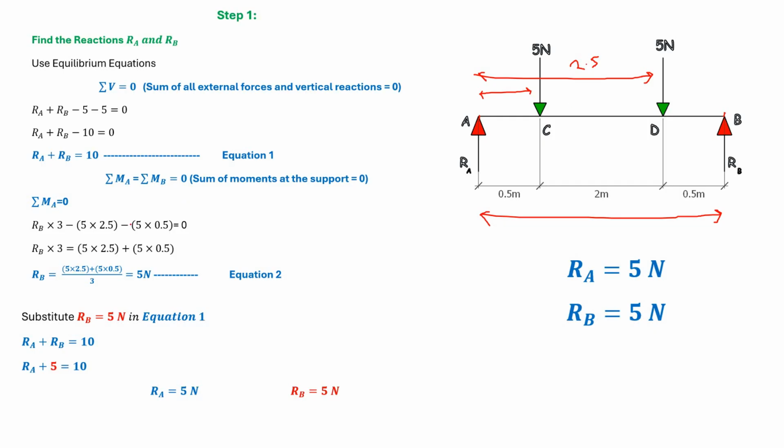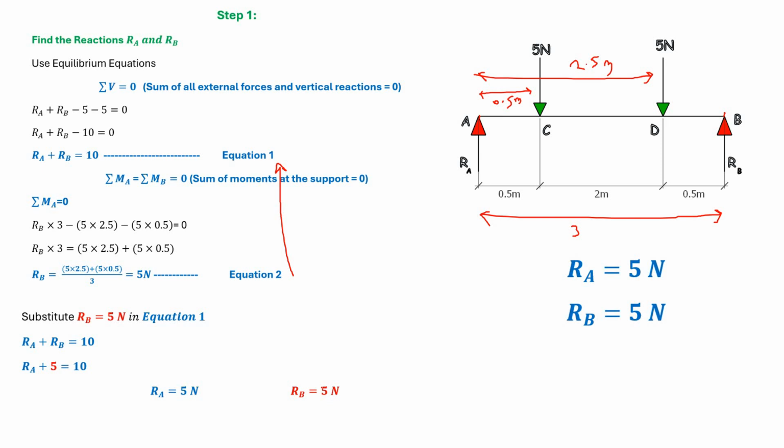Proceeding further, summation of moment at A equal to 0 gives RB multiplied by 3 meters minus 5 into 2.5 meters minus 5 into 0.5 meters is equal to 0. From this you get RB equal to 5 Newton. This is equation 2. Substitute the value of RB equal to 5 Newton in equation 1, and as a result you get RA equal to 5 Newton and RB equal to 5 Newton.